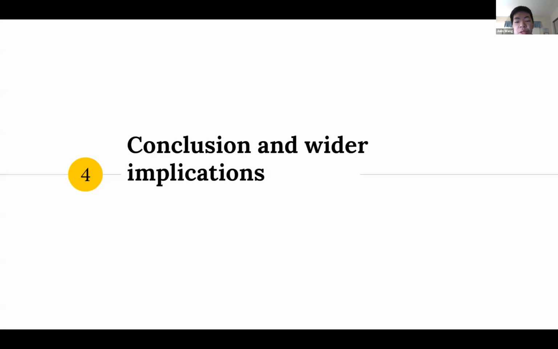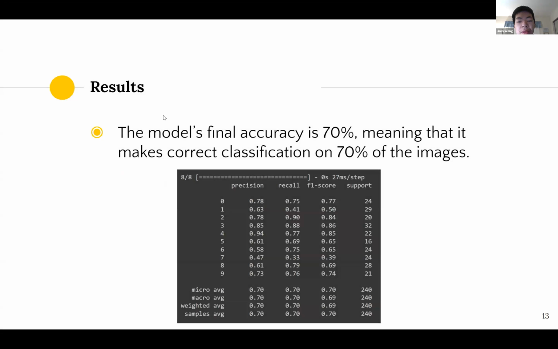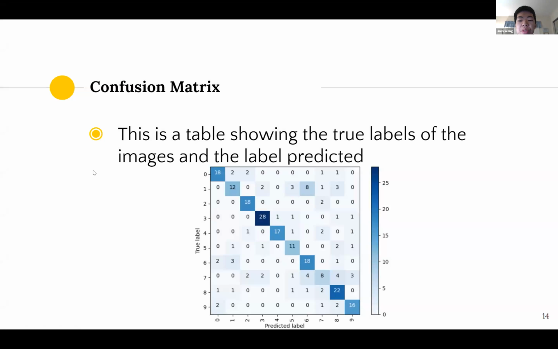And now let's move on to the results of my study. So the final version of the model has a fairly high accuracy of 70%, which means that it makes correct predictions on 70% of the images. Another way to represent the results is a confusion matrix. You can see here the vertical axis is the true label, and the horizontal axis is the predicted label. The true label is what the image actually is, and the predicted label is what prediction the computer makes.